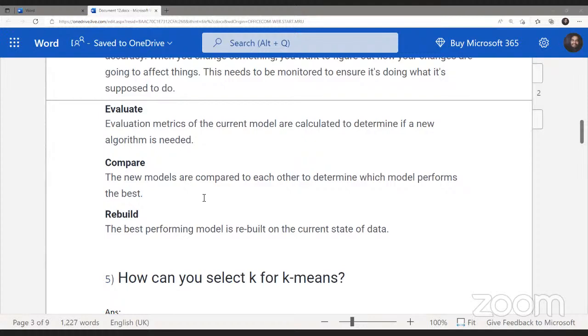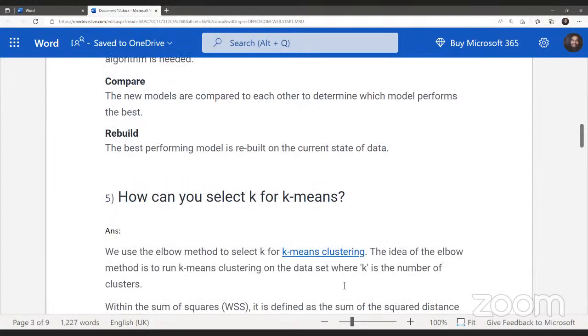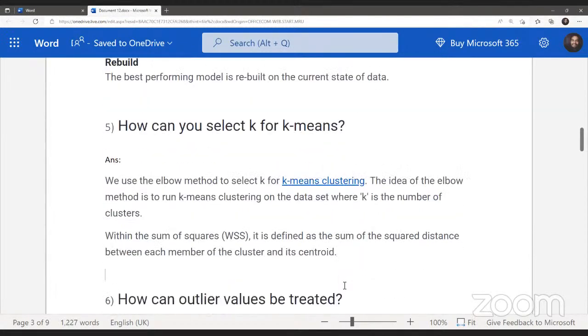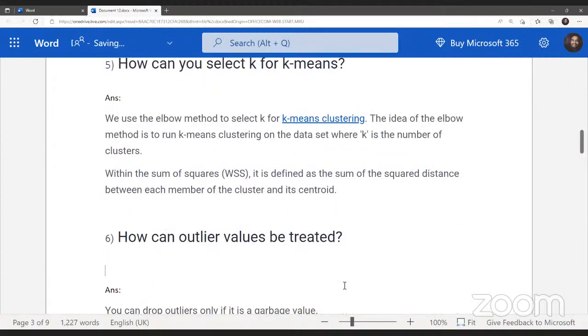So as we look into this, we can use the elbow method to select K for K-means clustering. The idea is to run K-means clustering on a data set where K is the number of clusters. Within the sum of squares, it is defined as the sum of squared distances between each member of the cluster and its centroid.